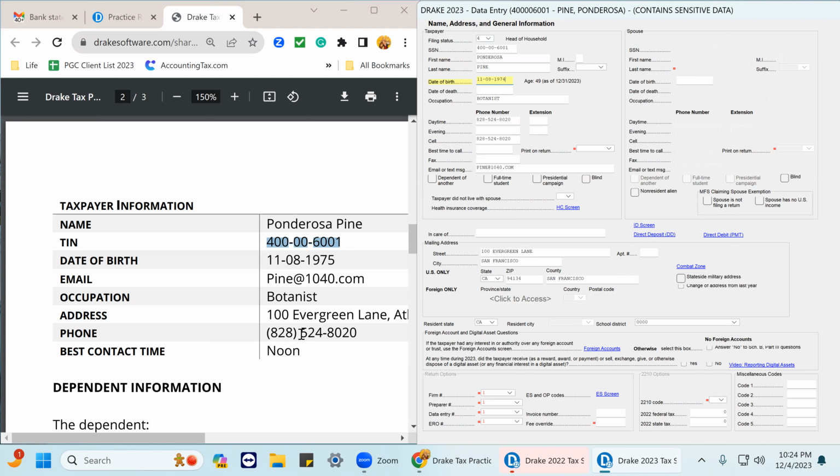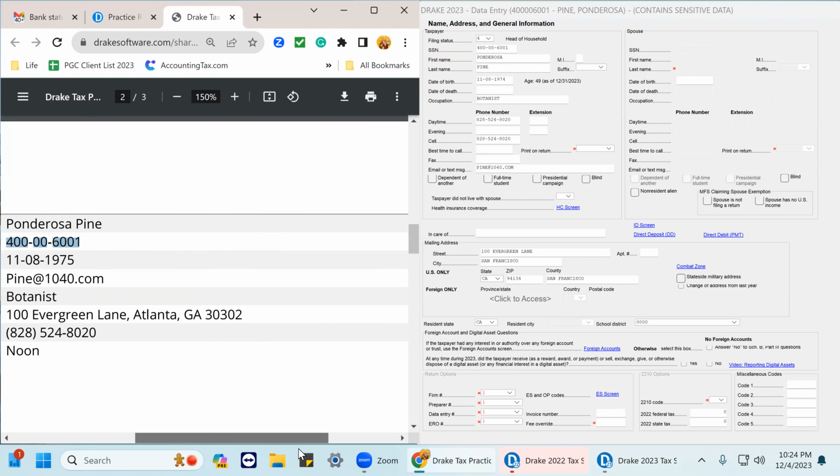Birthday. And then email, occupation, home address. I changed it to San Francisco because I'm in San Francisco, in California, so that it's easier to understand. But if you want to be 100% match, let me change it back to what it is.